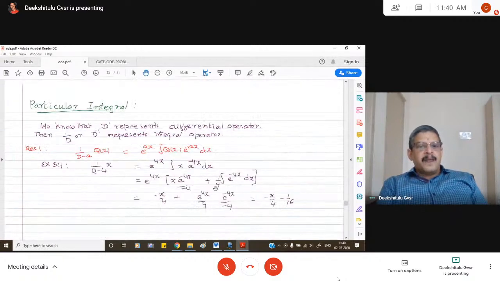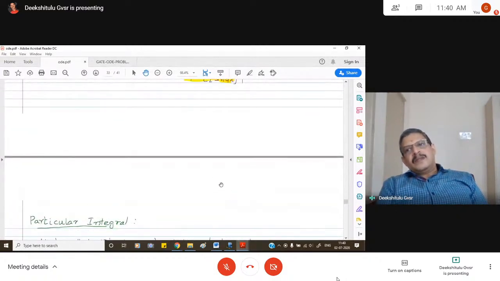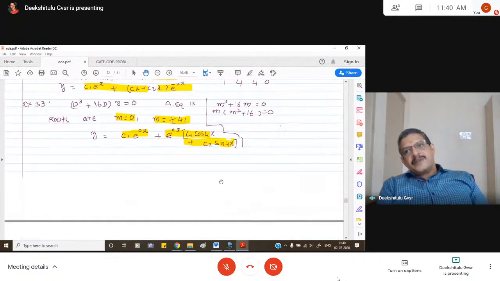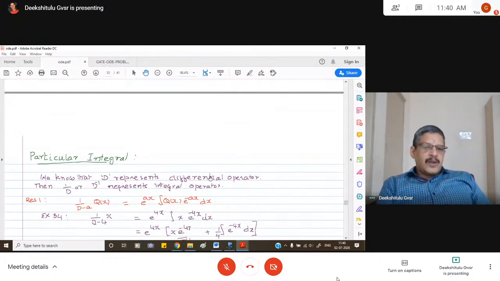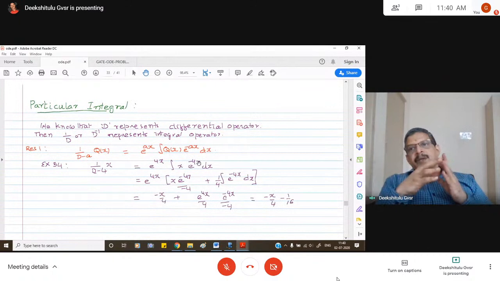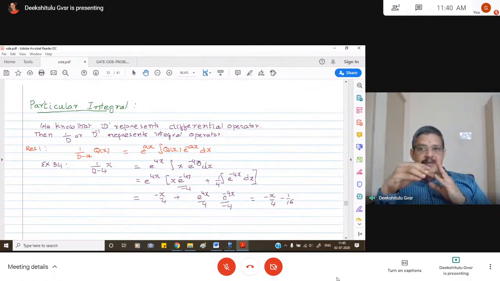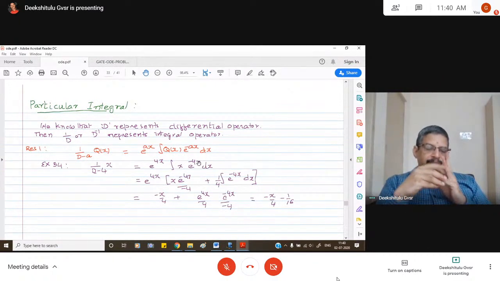Okay, so that's how, we have 4 different cases in finding the complementary function. First, the roots of the auxiliary equation are real and distinct. Second case, real and repeated. Third case, complex and distinct. Fourth case, complex and repeated. These are the 4 cases that we have in complementary functions.